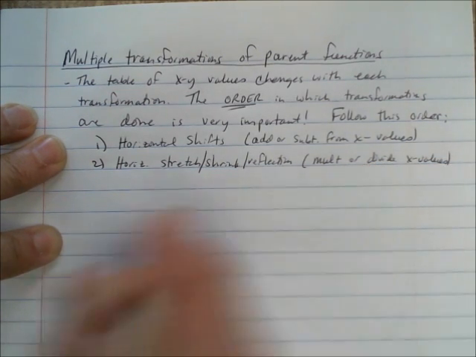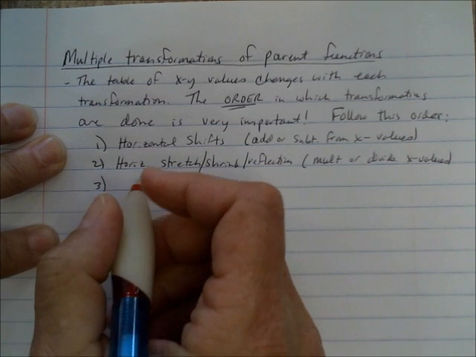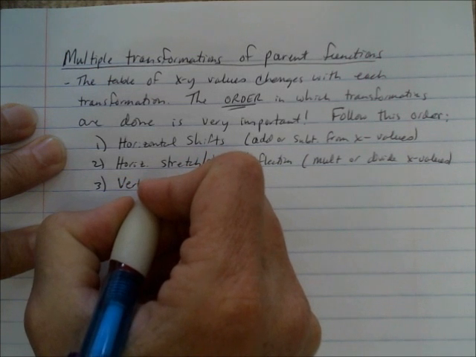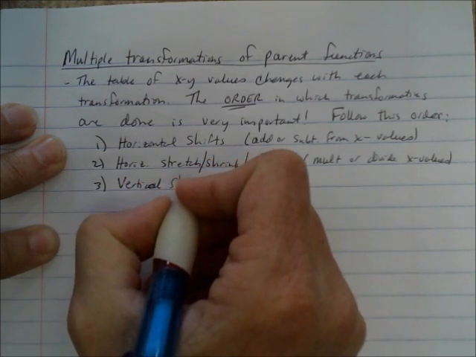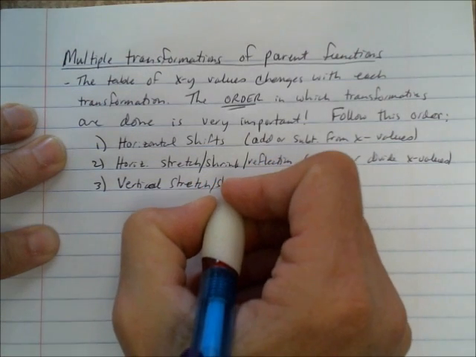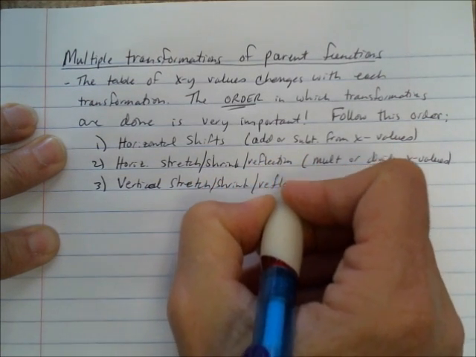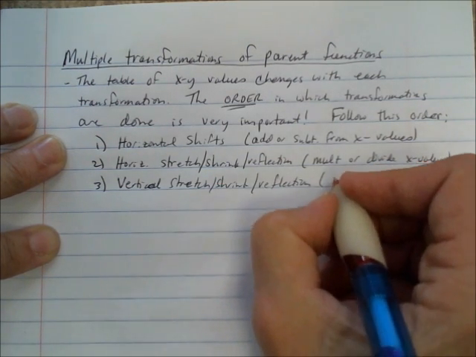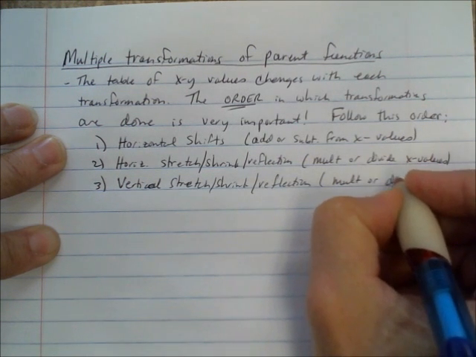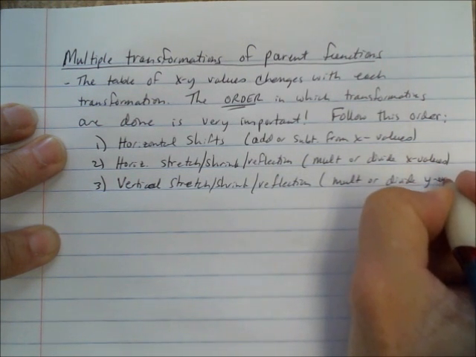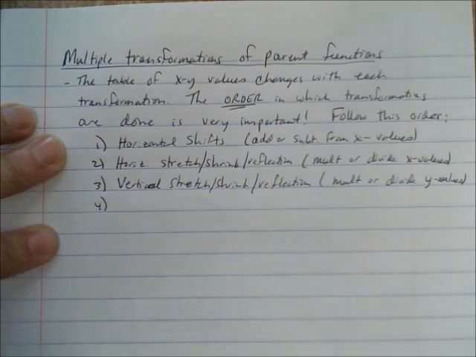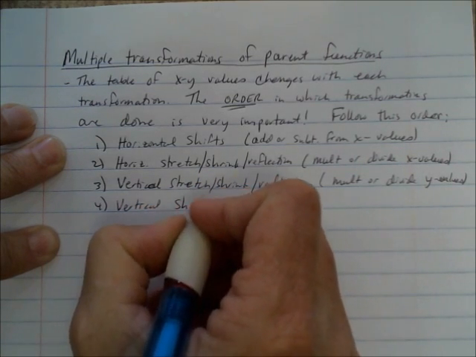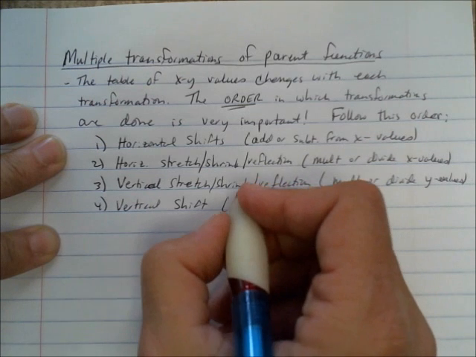So the first thing you're going to do is work with the X's, and then you're going to work with the Y's. The next thing, if you have a vertical stretch or shrink, or reflection, that's done third. And with those, you're going to multiply or divide the Y values. And then the last thing you're going to do is a vertical shift, which adds or subtracts from the Y values in the table.